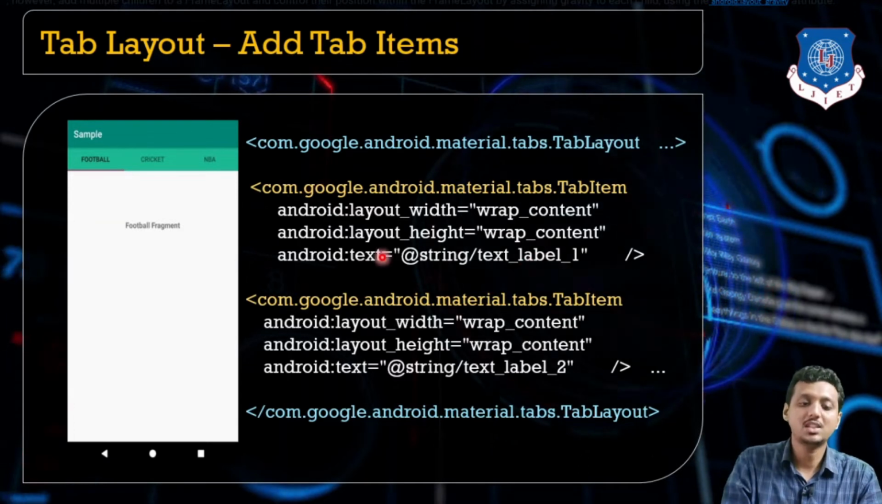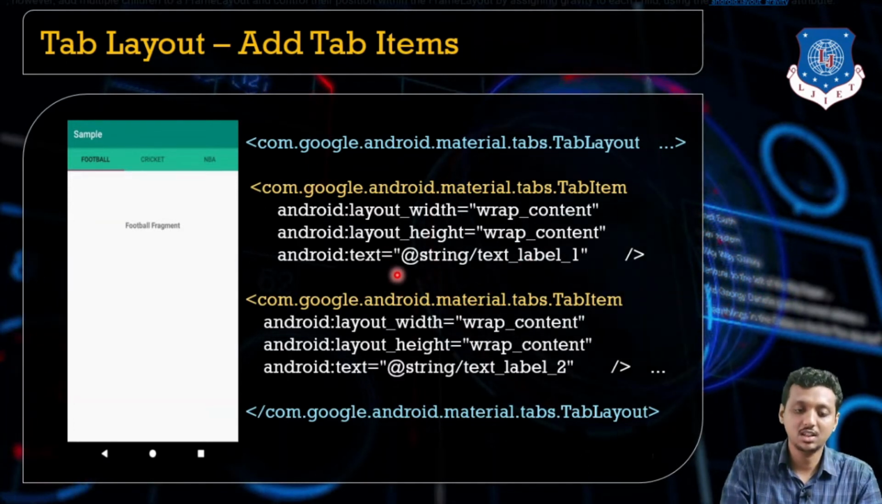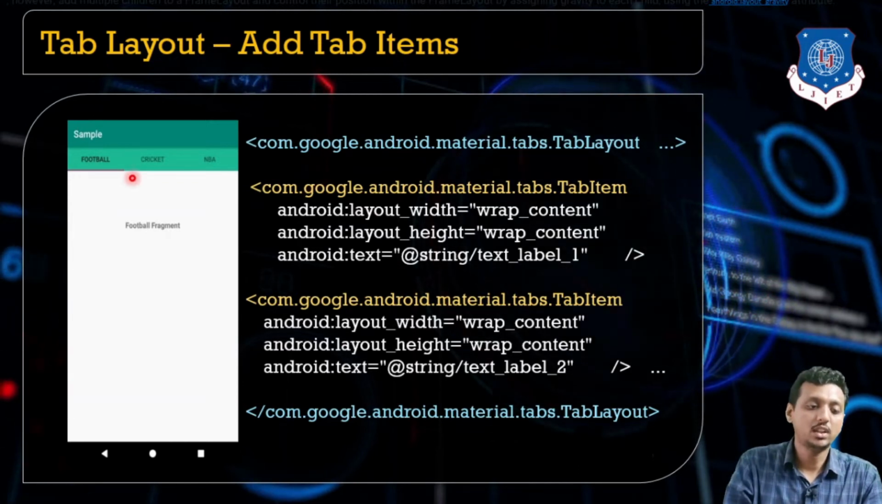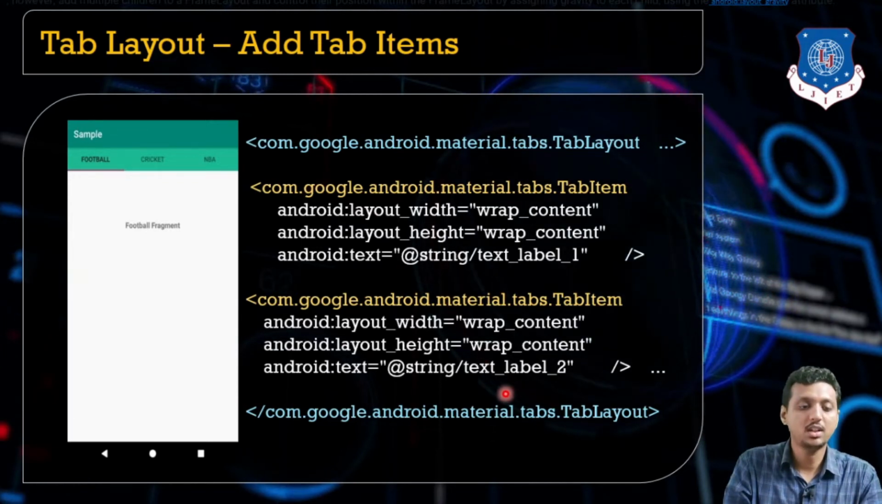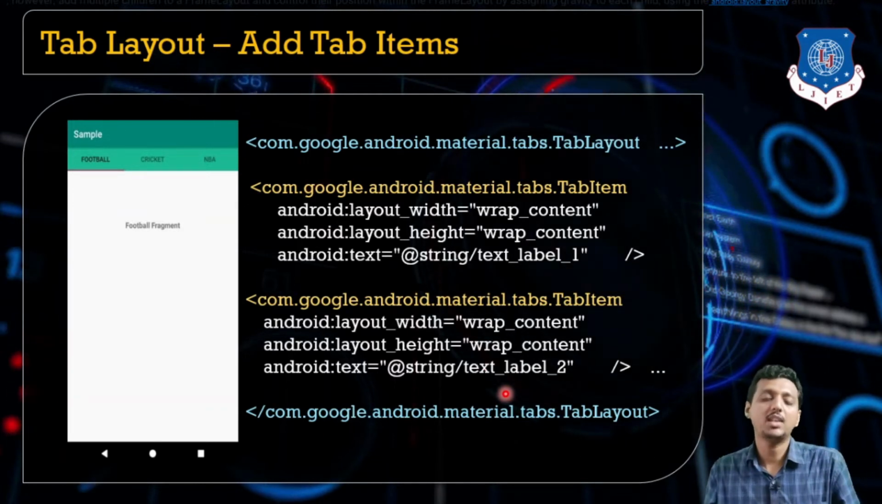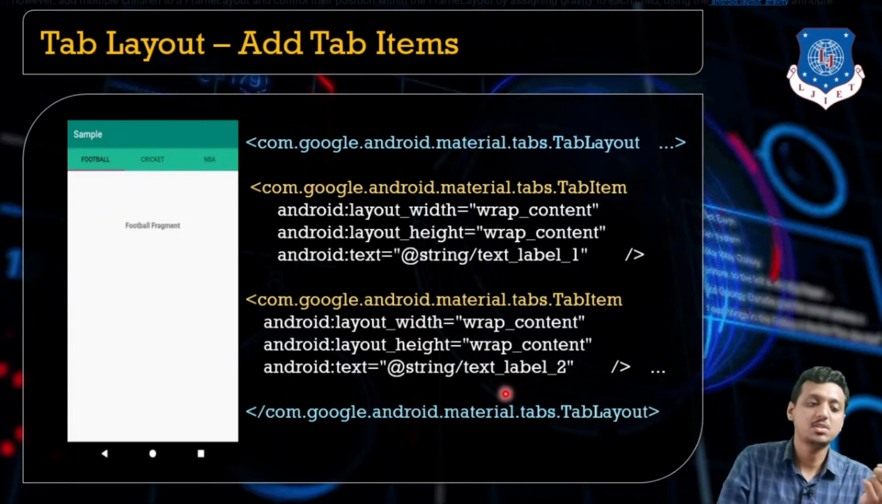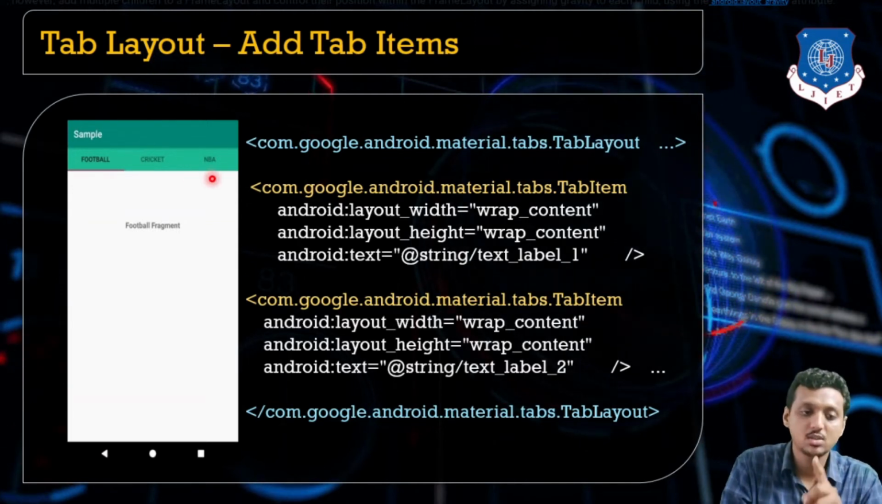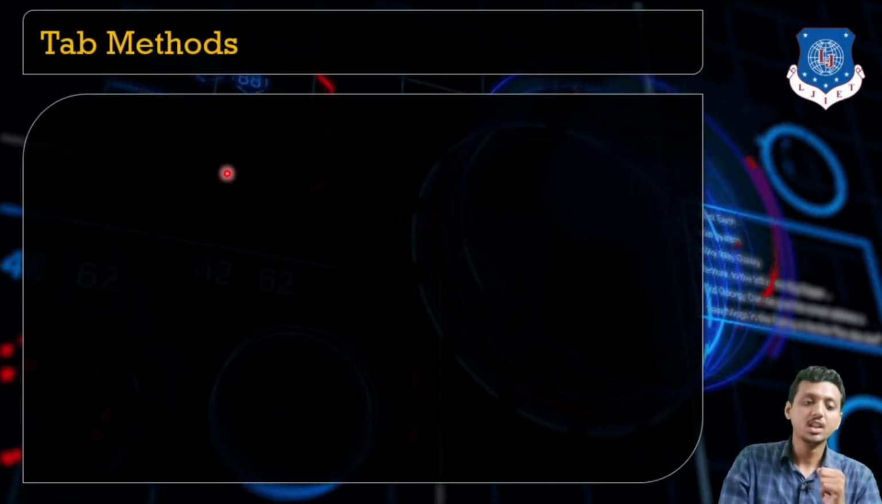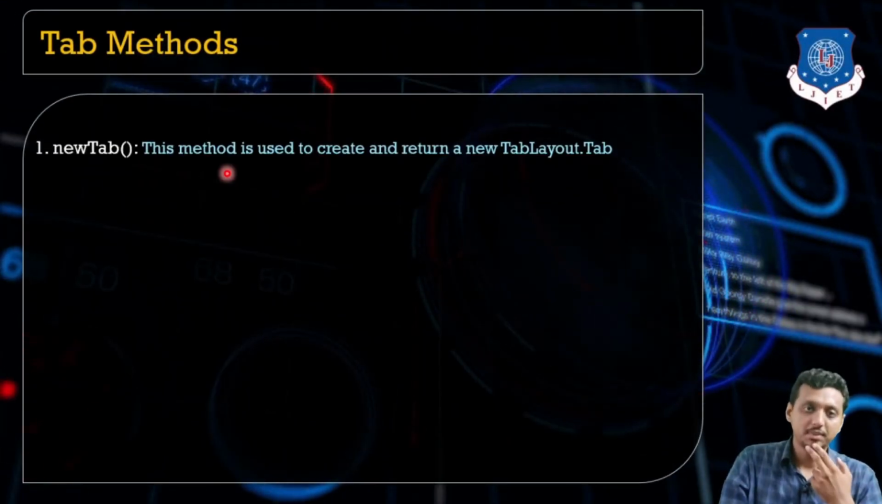So here I have just added the strings in the strings file. If you want to add football, just write football over here, cricket over here, and NBA over there. Fine. So TabItem is a tag which can be used to add the tab item. So this football and the cricket are known as the tab items. Always remember that.